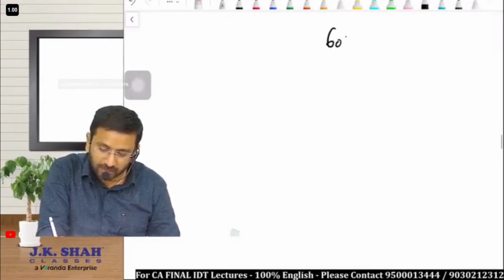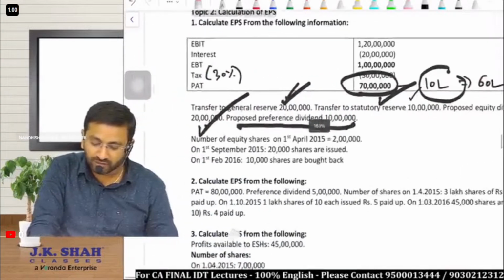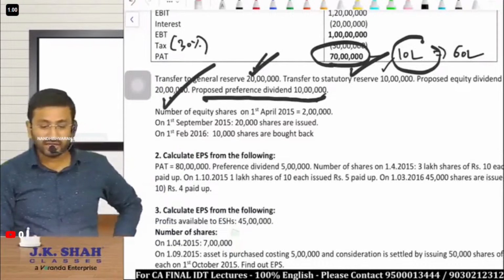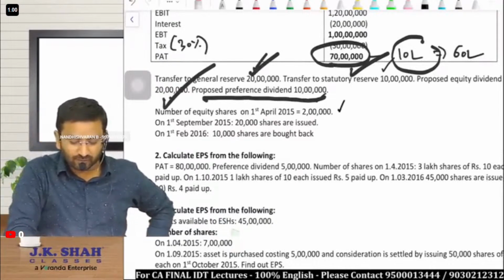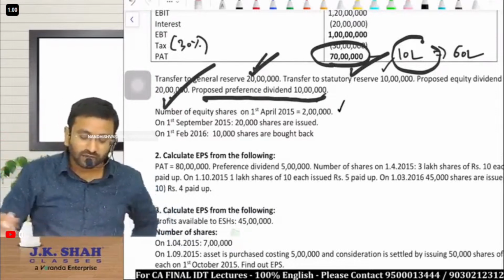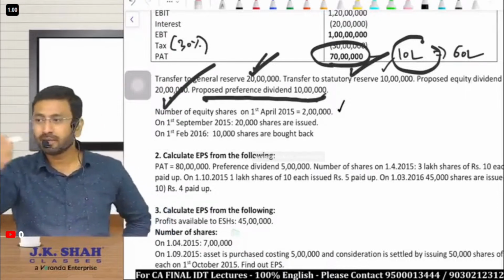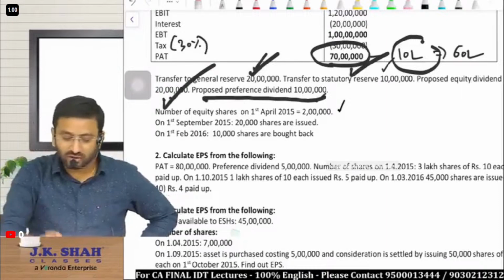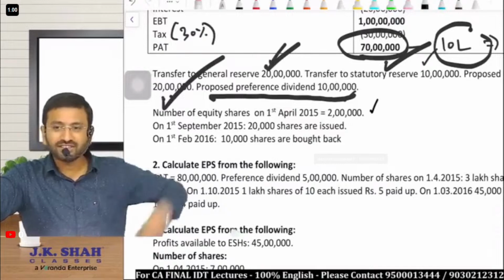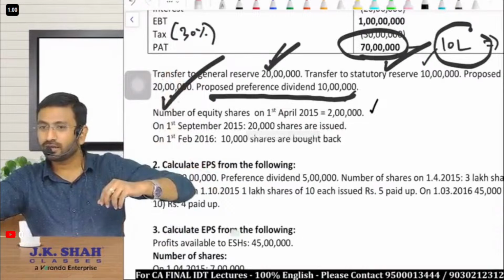Now read the remaining part of the question and tell me the denominator. For the denominator you have to take the number of equity shares. Look at the part: number of equity shares on 1st April is 2 lakhs. On 1st September, 20,000 shares are issued. On 1st February, 10,000 shares are bought back. Some issue is there, some buyback is there. So can you tell me what number you will take in the denominator? Initially how many were there? 2 lakhs. You issued 20,000, you bought back 10,000. So how many?